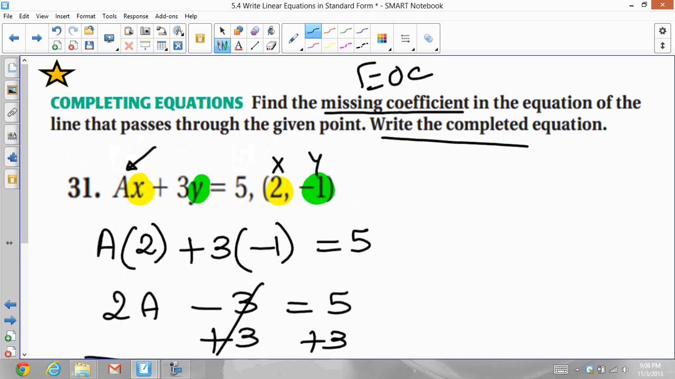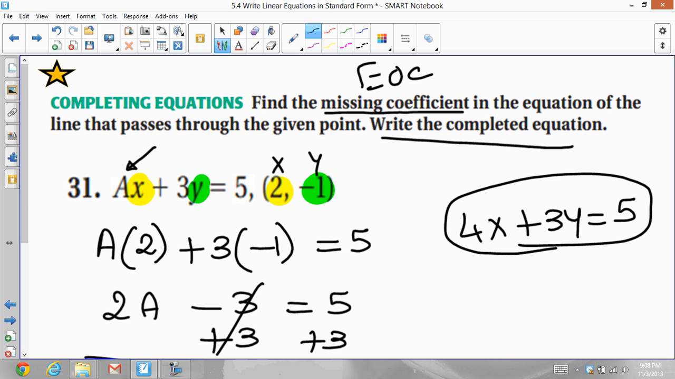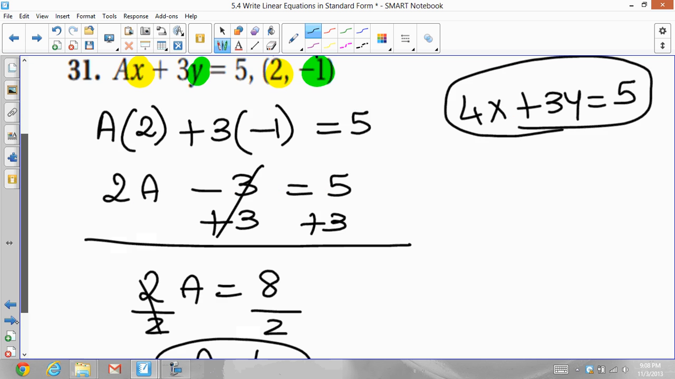Then they are asking you to write the completed equation. So I'm going to substitute my a equals 4 to get 4x plus 3y equals 5, which is what they are asking you to find.